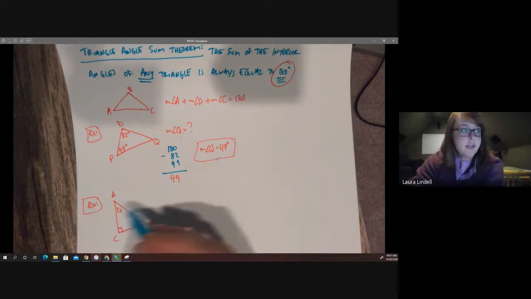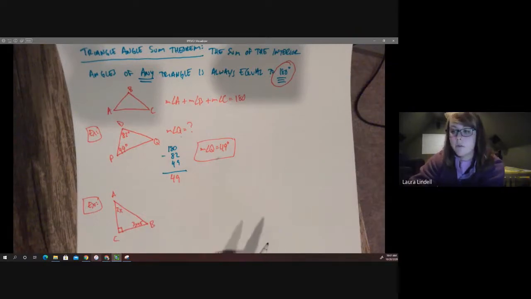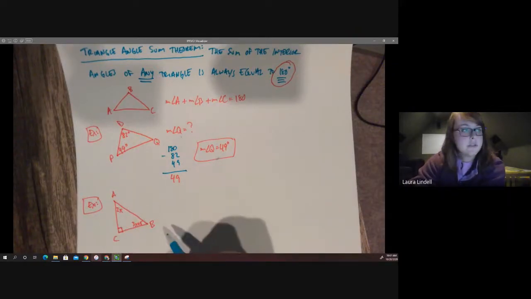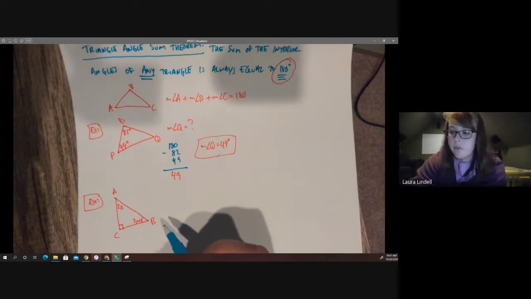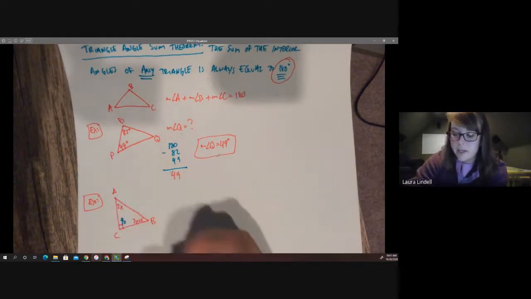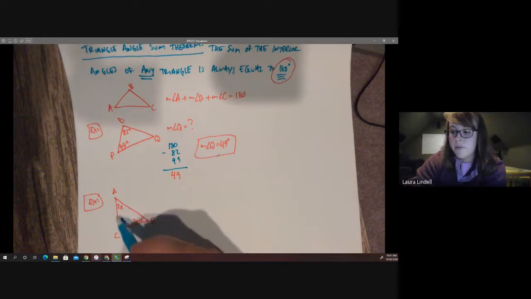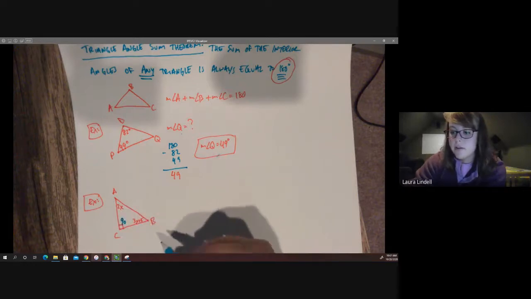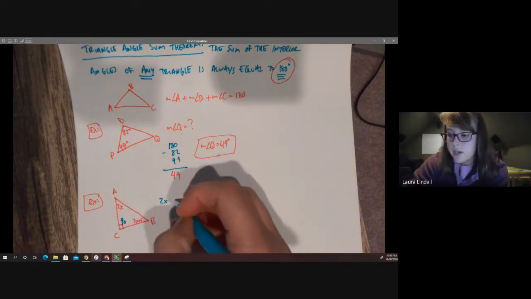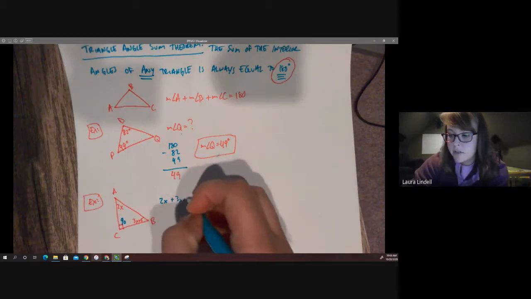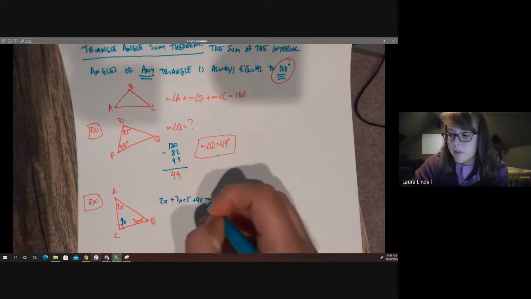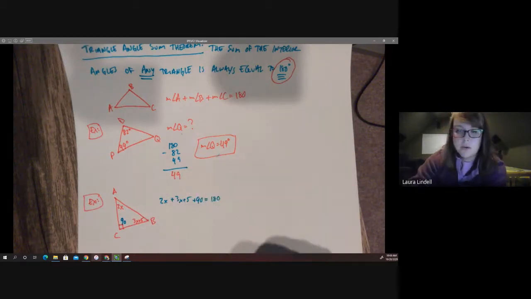So if we got a picture like this and we were asked to solve for X, or we were asked to find the missing angles, the first thing I would do here is notice that this is 90, since it's labeled as a right angle. And then the equation that we would set up is we would add all three of these angles and set it equal to 180. So we go 2x plus 3x plus 5 plus 90 equals 180.